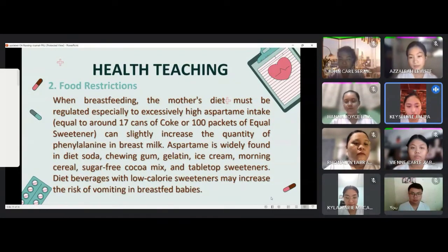So in continuation of food restriction, when breastfeeding, the mother's diet must be regulated, especially against excessively high aspartame intake, which is equal to around 17 cans of Coke or 100 packets of Equal sweetener. This can slightly increase the quantity of phenylalanine in breast milk. Aspartame is widely found in diet soda, chewing gum, gelatin, ice cream, morning cereal, sugar-free cocoa mix, and tabletop sweeteners. Diet beverages with low-calorie sweeteners may increase the risk of vomiting in breastfed babies. Next slide, please.